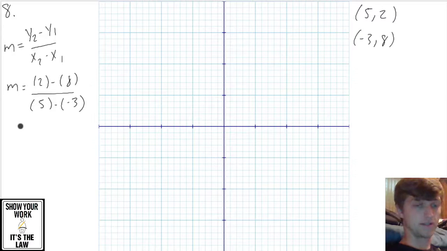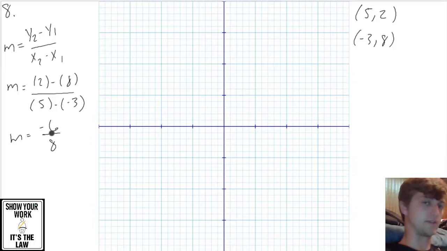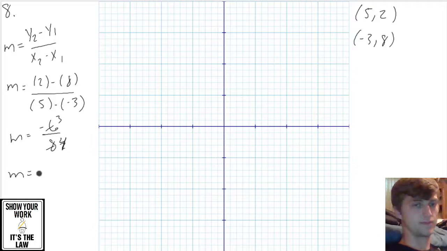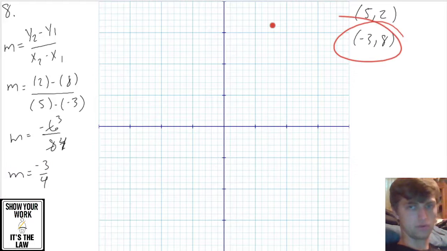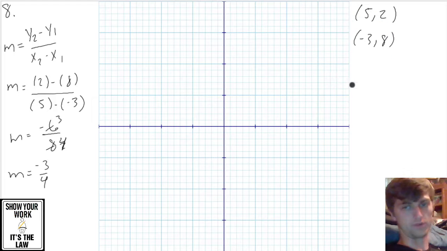So we got 2 minus 8, which gives us -6. We got 5 minus -3, which is the same as 5 plus 3, gives us 8. We got -6/8. Did they simplify? Yes. Each are divisible by 2. So we got a slope of, made a mistake, a slope of -3/4. And now all we have to do, now that we have a slope and a point, we can use point-slope form. So start by rewriting point-slope form.